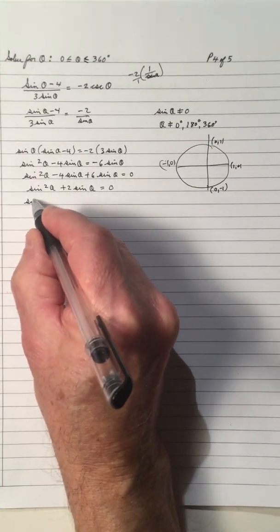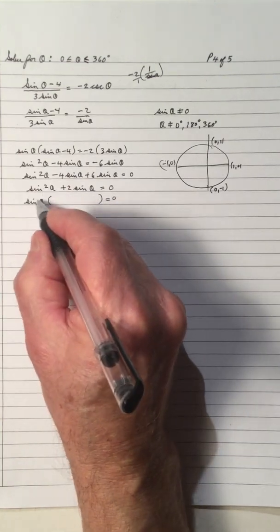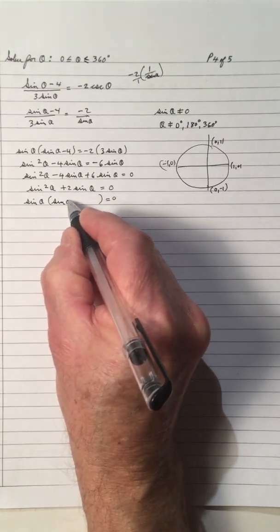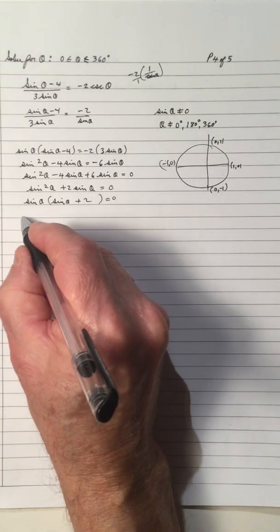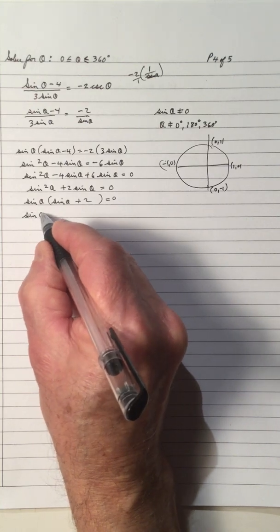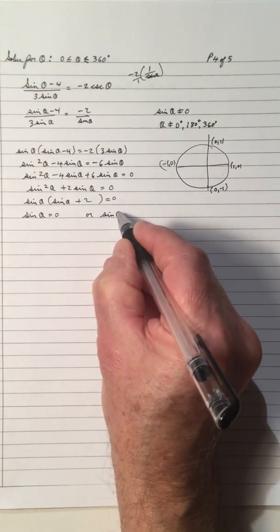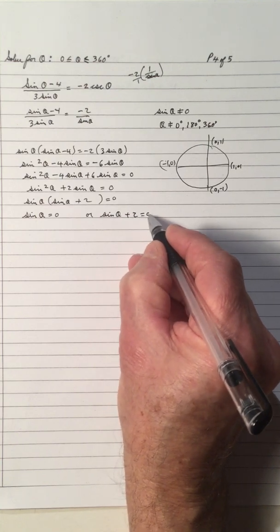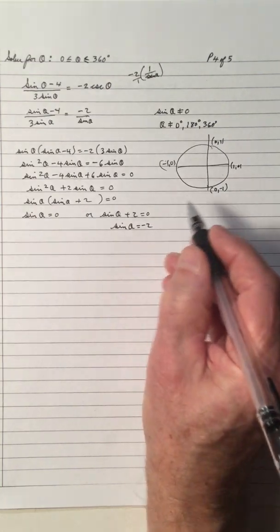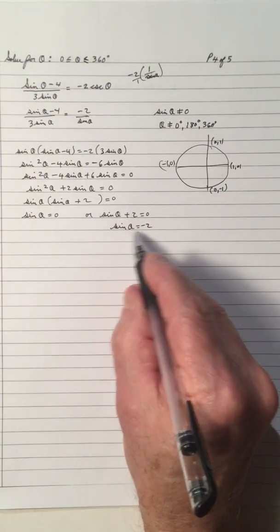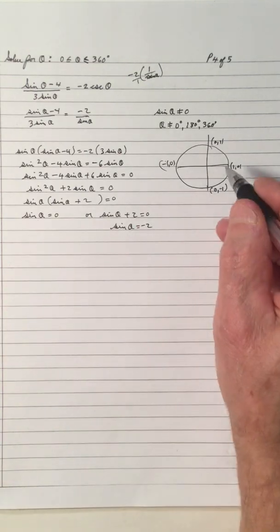And sine is a common factor, so we factor it out. Sine squared divided by sine is sine. 2 sine divided by sine is plus 2. And we get two sets of factors: sine theta equals 0, or sine theta plus 2 equals 0. And finish solving this one: sine theta equals -2. So let's deal with this one. We could deal with either one first, it doesn't make any difference.